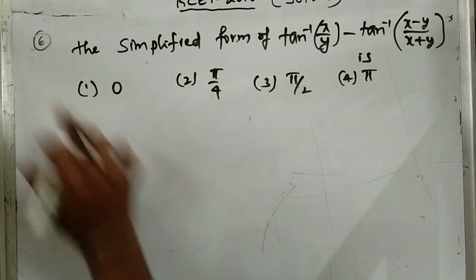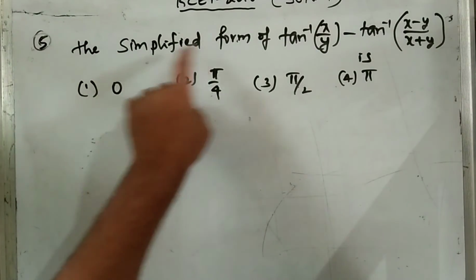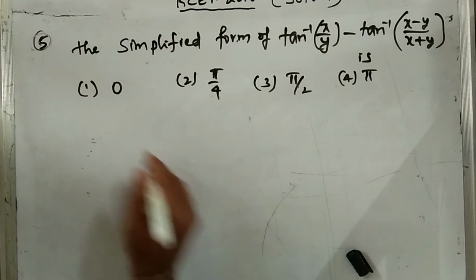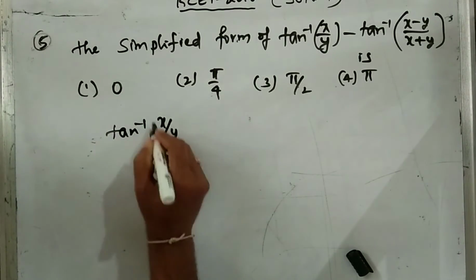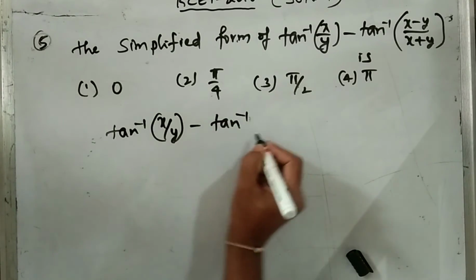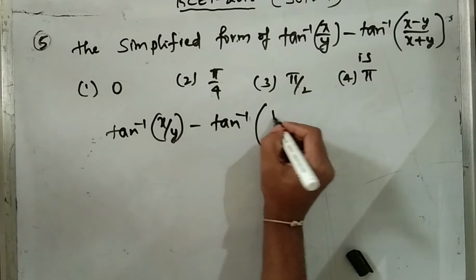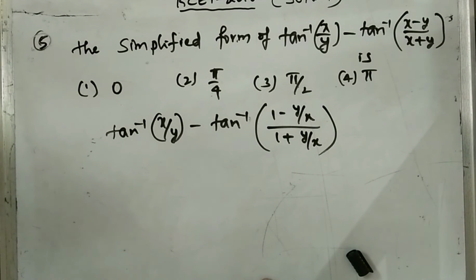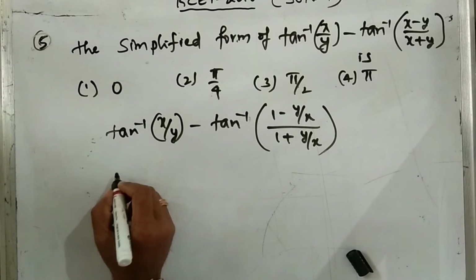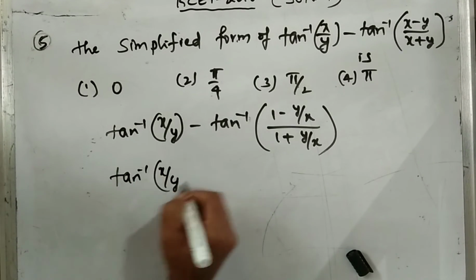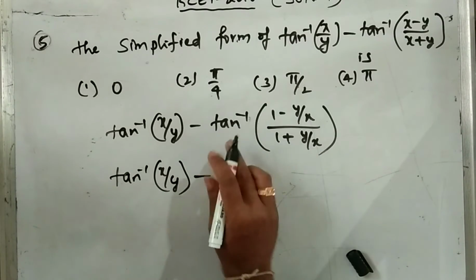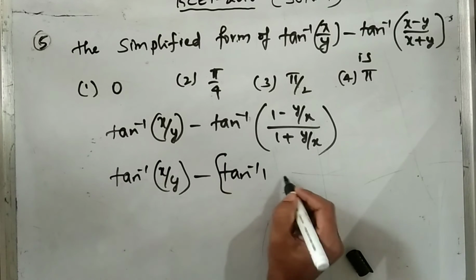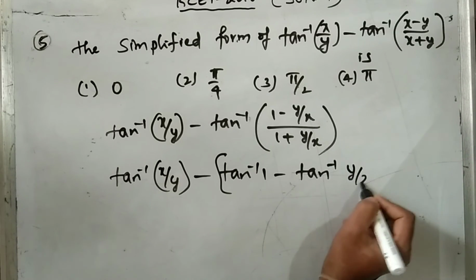Now next question, fifth one: the simplified form of tan⁻¹(x/y) − tan⁻¹((x − y)/(x + y)). Here I will make some simplification: divide each term by x, that is 1 − y/x over 1 + y/x. Now we can write it as tan⁻¹(x/y) minus, by the tan⁻¹A − tan⁻¹B formula, tan⁻¹1 − tan⁻¹(y/x).